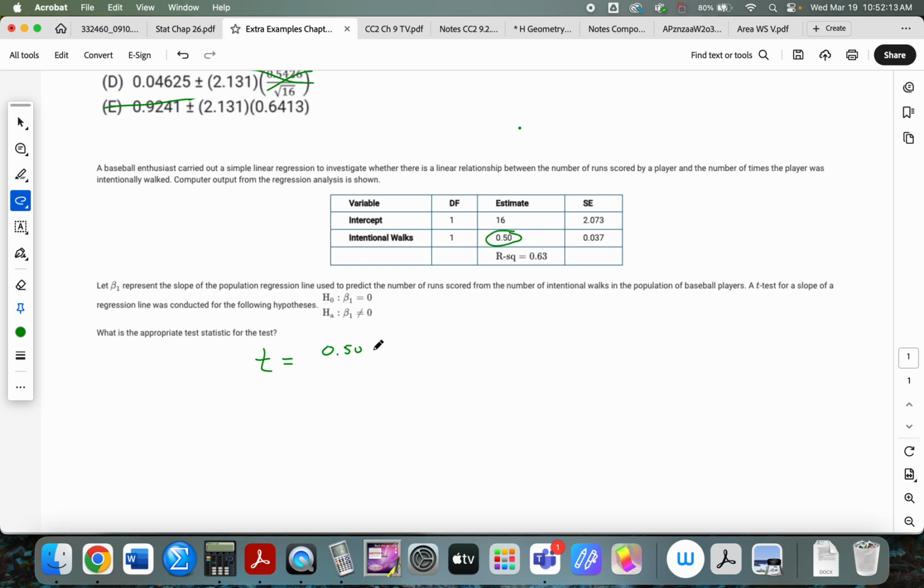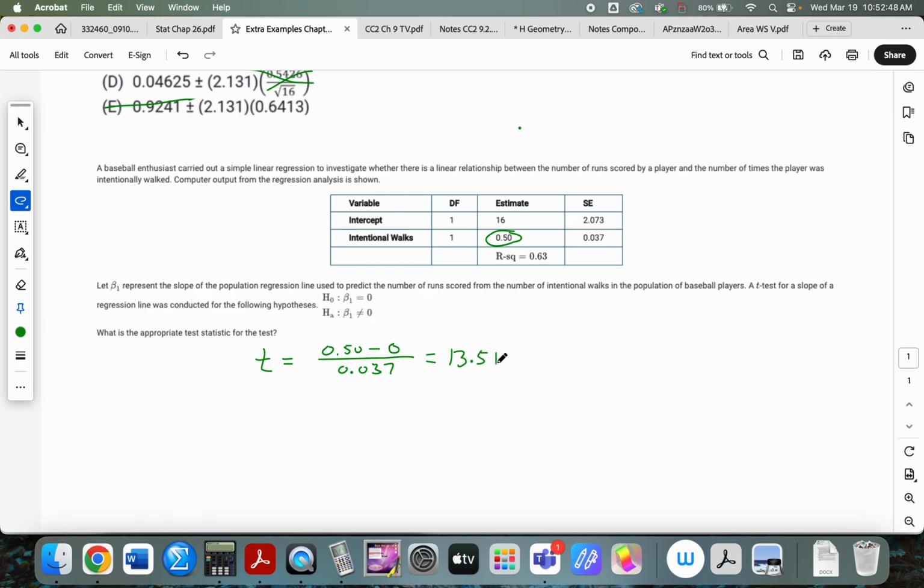minus, because we're checking it against 0. It's always what's in the hypothesis, well, it certainly is for the slope problems, over the standard error. If it was a mean problem, it would be whatever the null's mean was. Oh, I see what you mean now about it being 0.